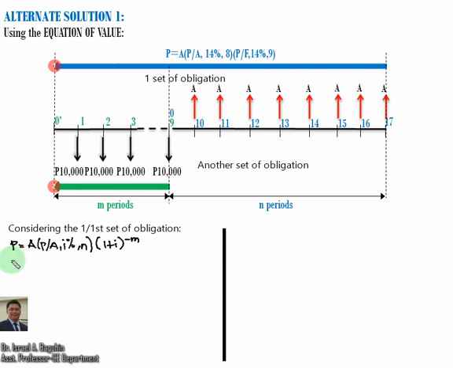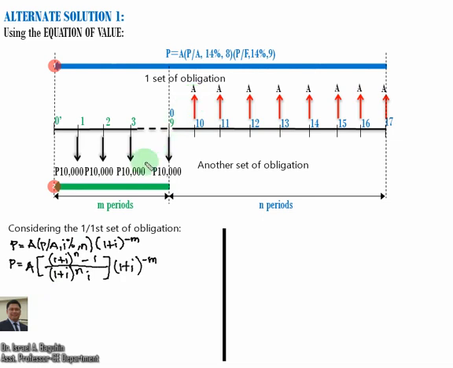Or simplifying this, P is equal to the annuity times (1 plus i)^N minus 1, all over (1 plus i)^N times i, and then we multiply this with (1 plus i) raised to the negative M. So here we have this annuity A.